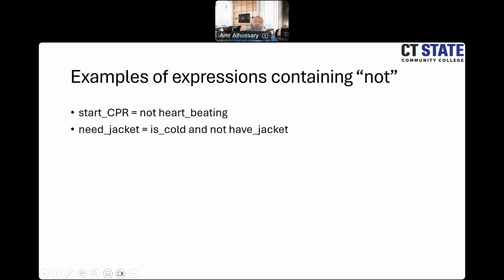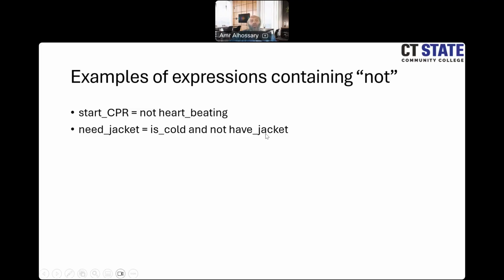I need a jacket if it is cold and I don't have a jacket. So if it is cold and I have a jacket, we now have true on the left side. If I have a jacket, this is true, and negating it will make it false. So it will be true and false. I will not need a jacket because I have one already.